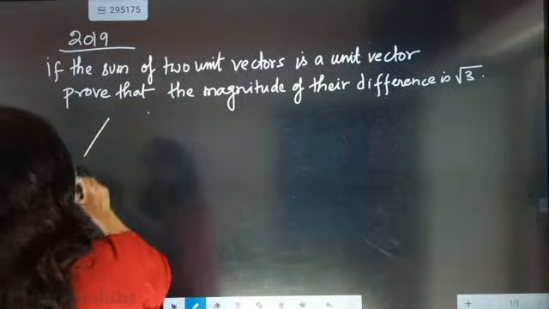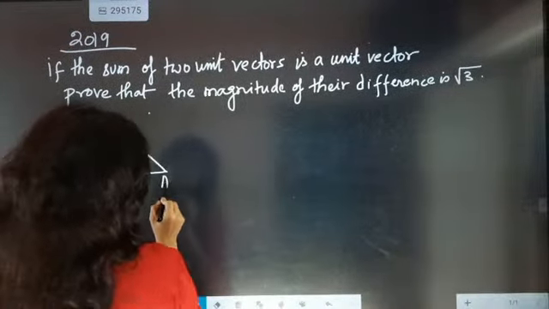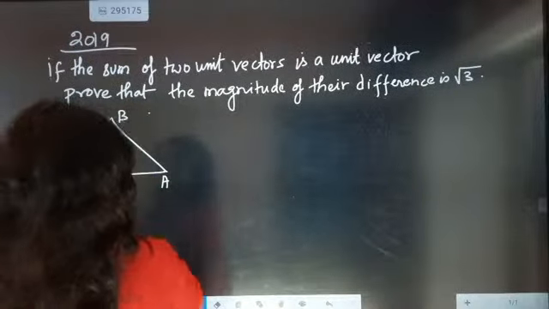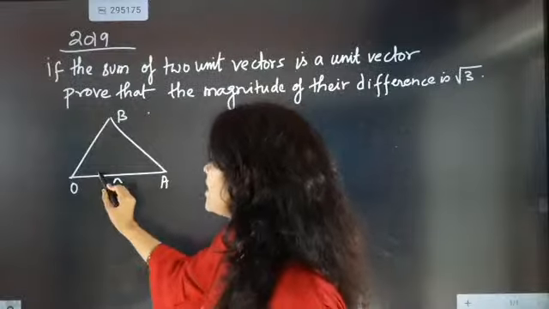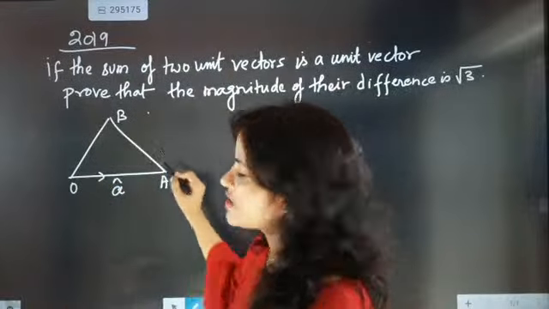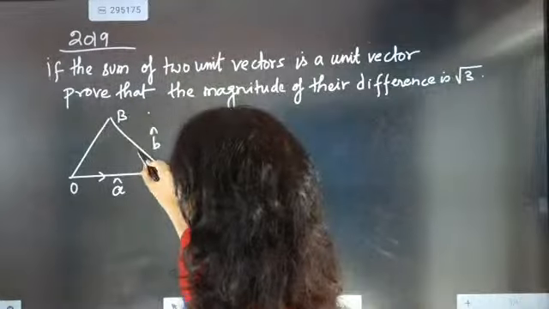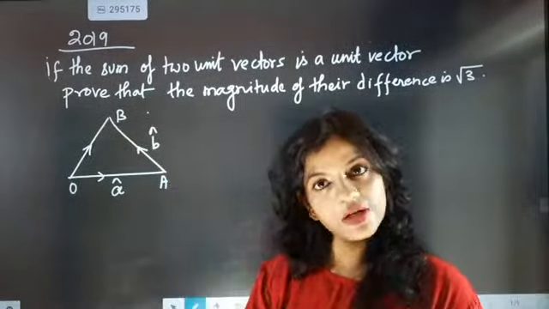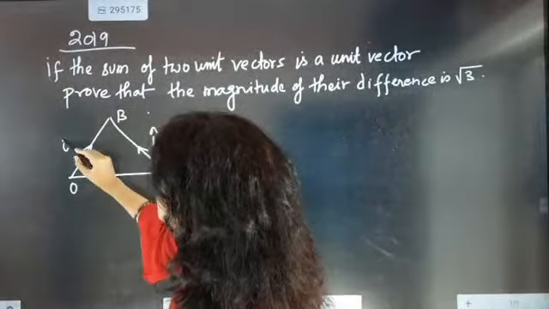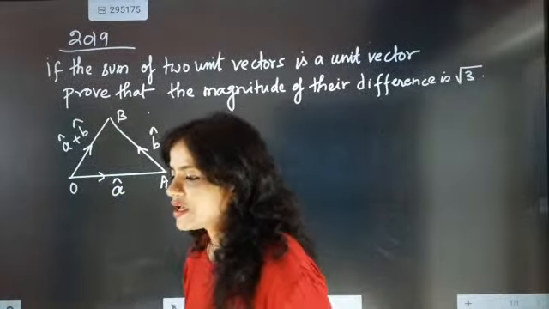So first we are going to take triangle OAB. We will take this one as unit vector A, with its direction, and this vector as B unit vector. Then the resultant will be what? We discussed: one initial point, one terminus point. So this becomes A cap plus B cap.